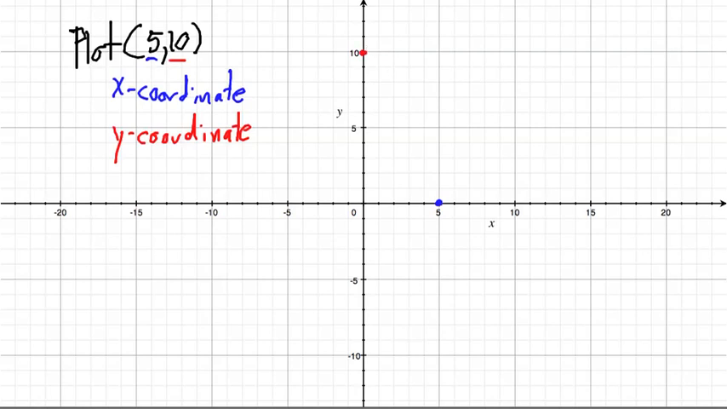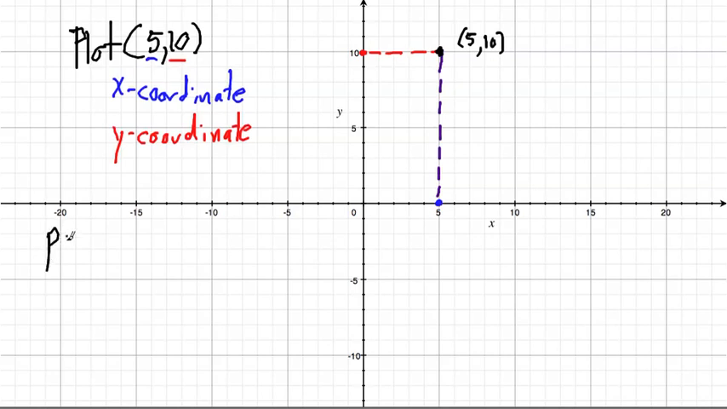Now what we do is we draw a vertical line coming from 5. That's a slightly different color, but it's still bluish. Okay. We draw a horizontal line coming from 10, and we see where they meet. They meet right there. So this is the point (5, 10). Great, fantastic.